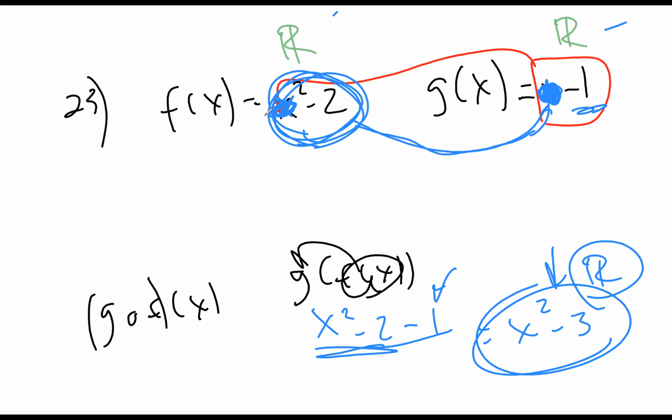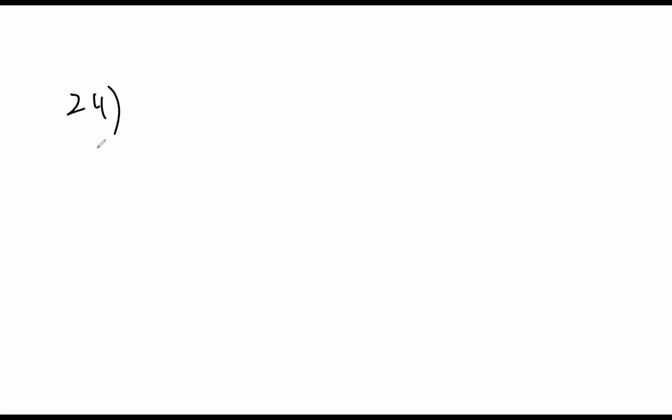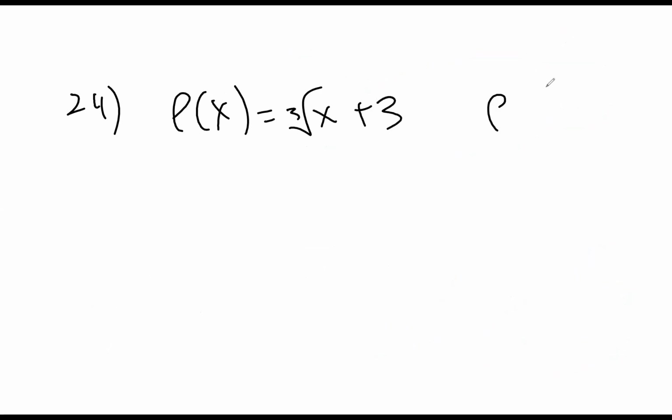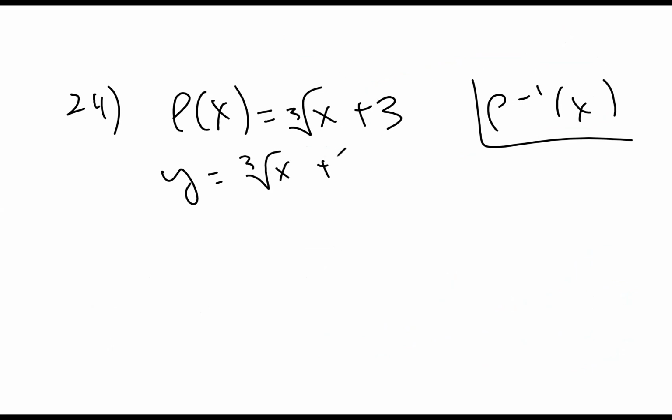All right. So 24, this is p of x, and that equals the cube root of x plus 3. And the question is to find the inverse. So I need to find the inverse. And so we had 4 steps. The first step was to replace the p of x with y. And then the second step was to take x and y and swap their locations. And then I was just going to solve for y.